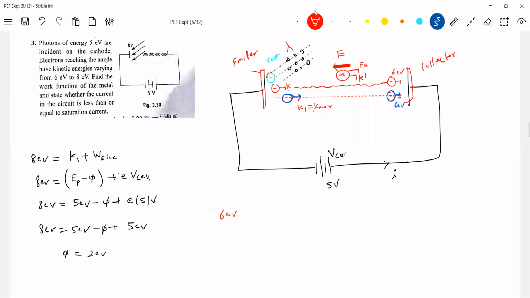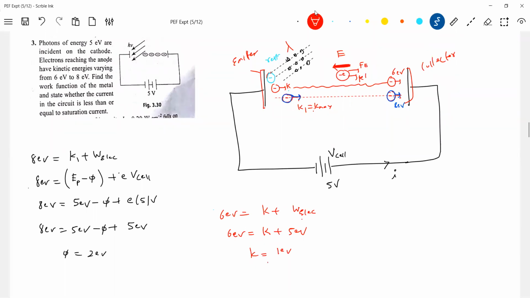6 electron volt should be equal to what? K plus the work done by the electrostatic field. Keep it as it is. K. What is the work done by the electrostatic field? Already we know, 5 electron volt. So therefore, this will be 1 electron volt.